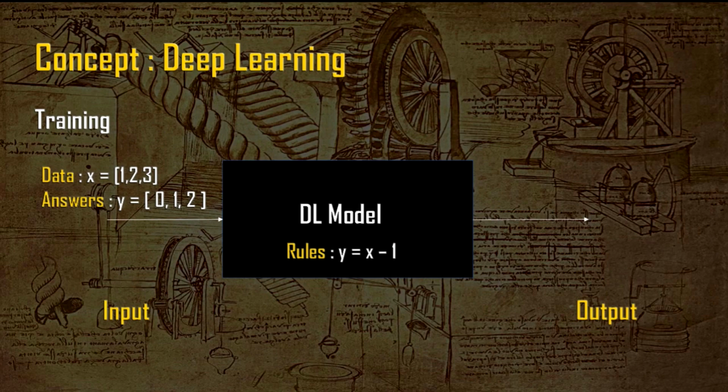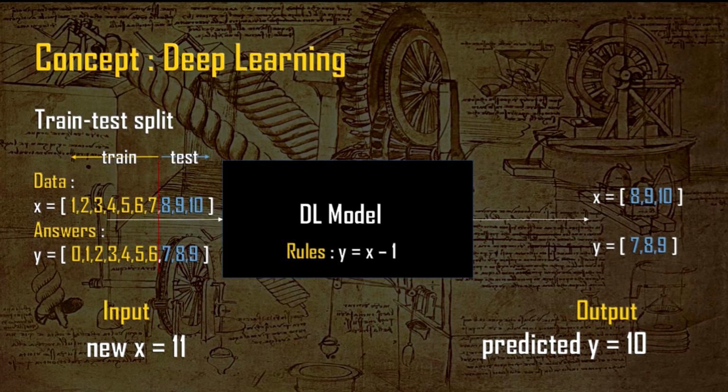So let's take that simple example and see how it fits deep learning. Data and answers are fed to the deep learning system, and then for a new value of x, the deep learning system should predict an output based on the rules it learned from the data and answers during training.